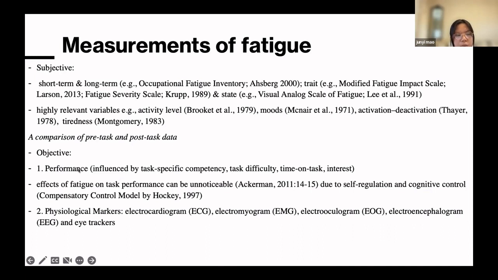When it comes to objective measurements, some scholars propose that performance can be used as an indicator of a subject's fatigue state, but caution should be taken. Performance can also be influenced by task-specific competence, task difficulty, time on task, and task interest. Moreover, the effects of fatigue on task performance can be unnoticeable, as explained by Hockey in his compensatory control model, because human beings have the ability to self-regulate and control their cognitive ability despite fatigue. In this sense, physiological markers detected by ECG, EMG, EOG, EEG, and eye trackers seem more applicable for measuring fatigue.